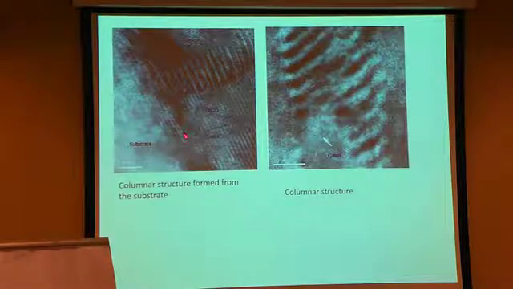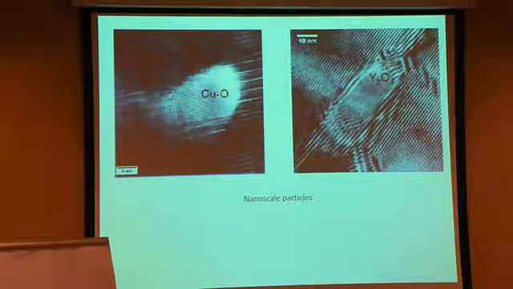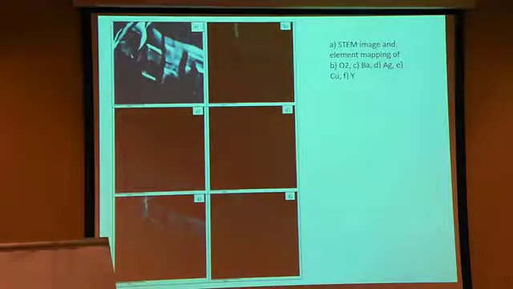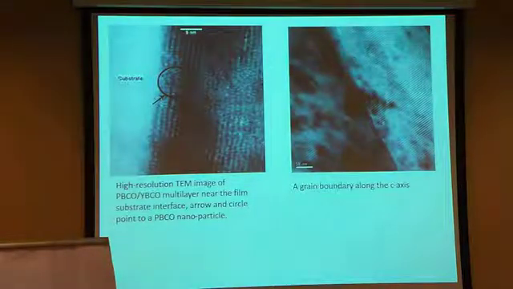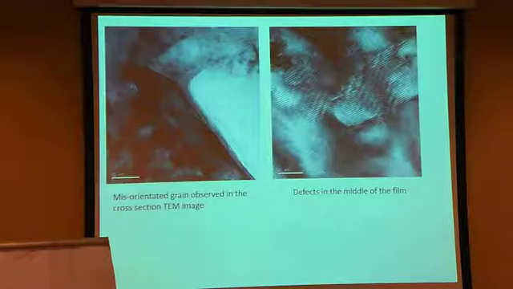Then columnar structure from the substrate, another columnar structure, nanoscale particles inside, a lot of elemental mapping of these defects. We tried some other types of quasi-multi-layer films, for example, praseodymium barium copper oxide, which is a non-superconducting material, and lithium barium copper oxide. Again, we had an improvement. Some images of defects for this type of nanostructures.